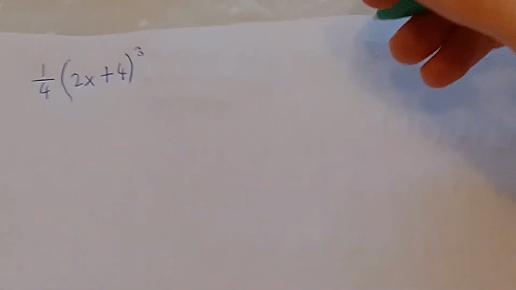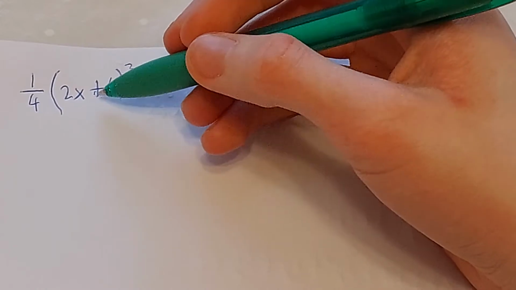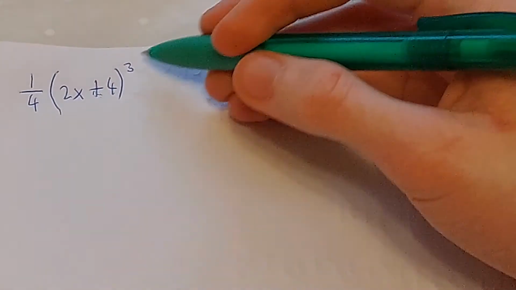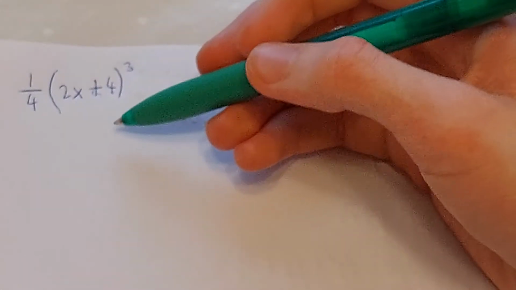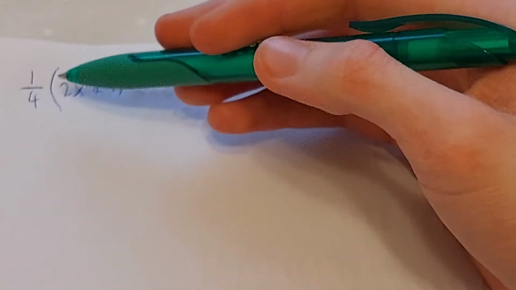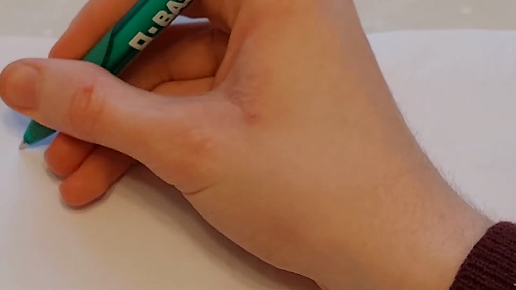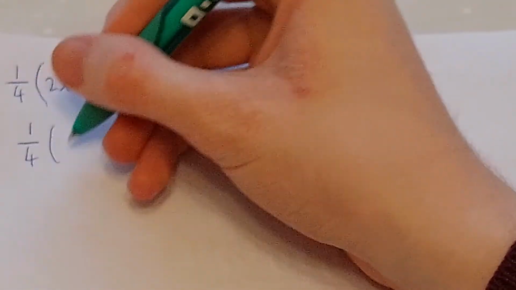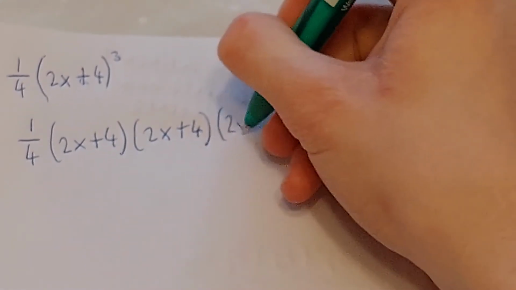Now you may be thinking that's not a triple bracket. However, there's a power there, which means it's that in brackets the same 3 times. If this number there was 5, it would be that, or different numbers or letters 5 times. But we don't write 1/4 3 times, as it's not in the brackets. So let's rewrite this as it would look in a triple bracket. So it would be 1/4, 2x plus 4, 2x plus 4, and 2x plus 4 again.